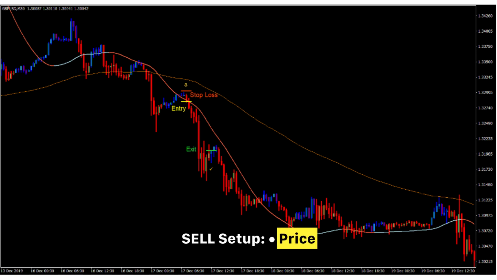Sell setup. Price must be below the 100 EMA. The slope direction line must cross below the 100 EMA and turn tomato, bearish slope. Price then pulls back toward the slope direction line, causing AVQ trend bars to temporarily turn blue. Enter sell once AVQ trend bars switch back to red.